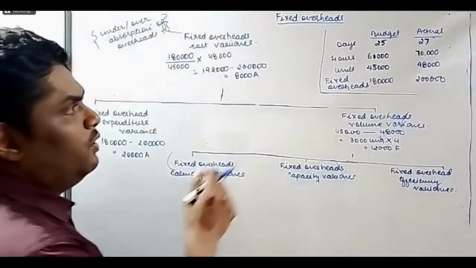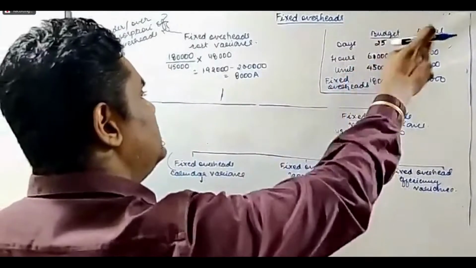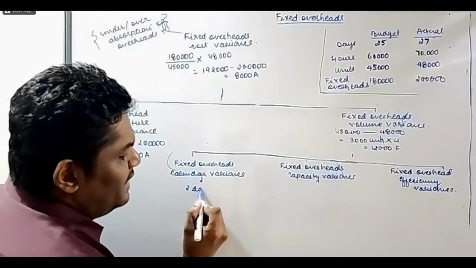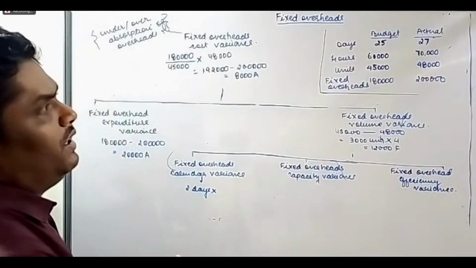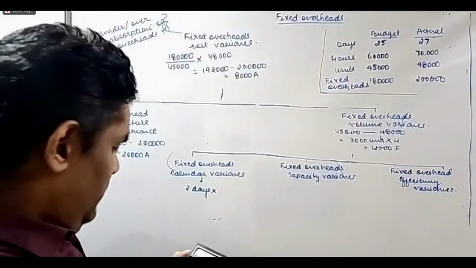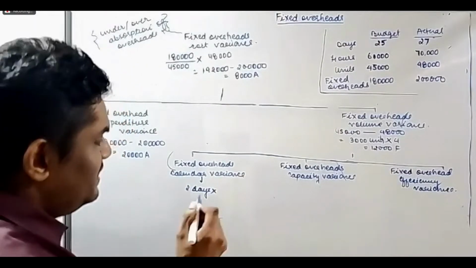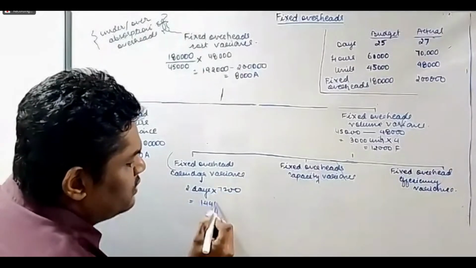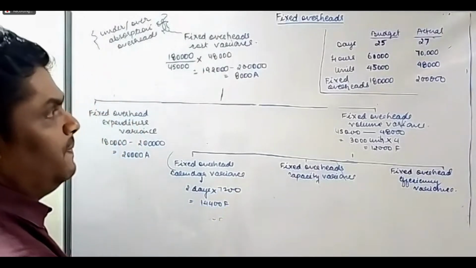Further, when talking about calendar variance, the budgeted days are 25, actual days are 27. So 2 days extra into the rate per day. So this will be 1,80,000 divided by 25. So this will be 7,200. So this will be 14,400 favorable.